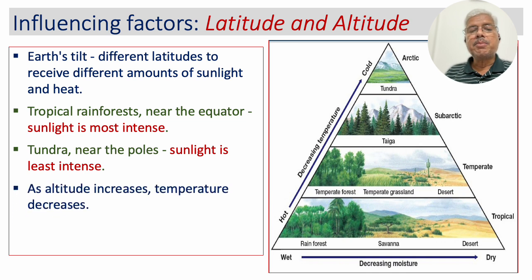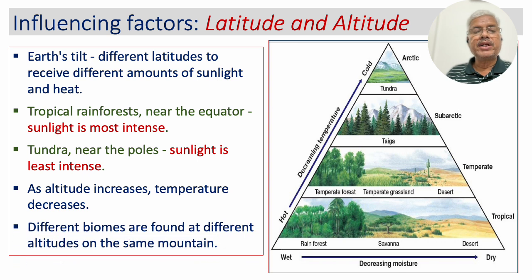Altitude, or the height above the sea level, is another factor that influences the location of the biomes. As altitude increases, temperature decreases, and this can lead to different biomes being found at different altitudes in the same mountain. For example, a mountain might have forest biome at its base and tundra biome at its peak.